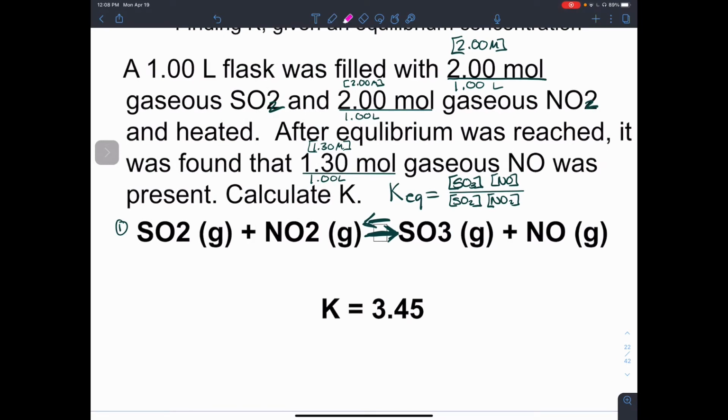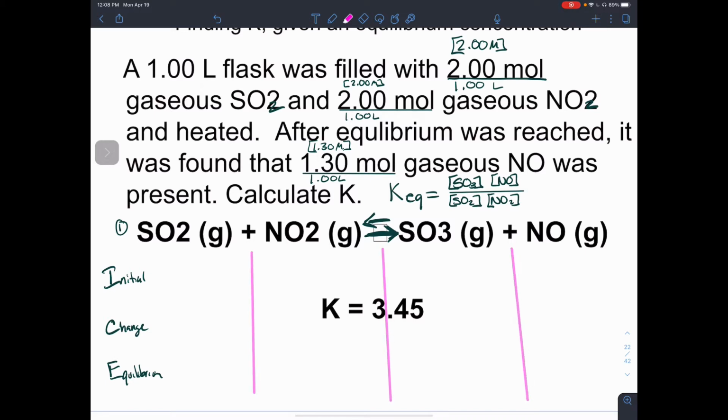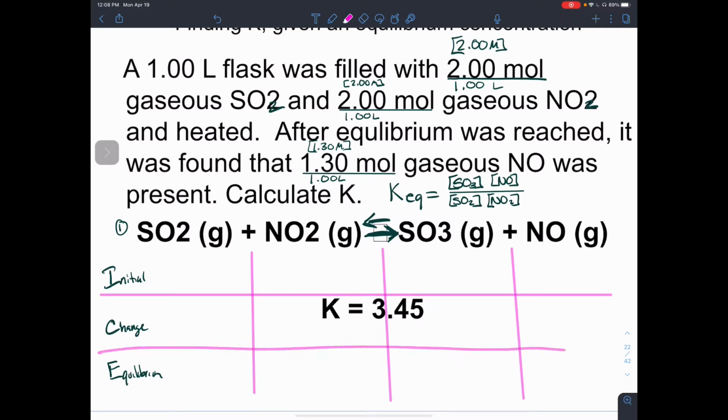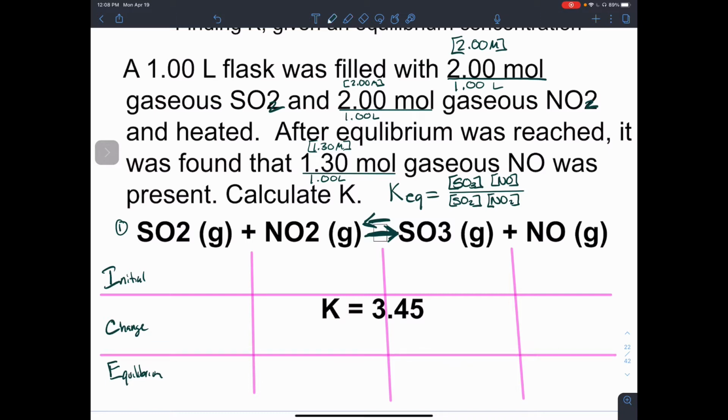So I'm going to build out an ICE table where I stands for initial concentration, C stands for change, and E stands for equilibrium concentration. So ICE is an acronym for initial, change, and equilibrium concentrations. And I'll make this look a little bit more like a table. Sorry that I've got some writing in the background there. Hopefully we can overlook that.